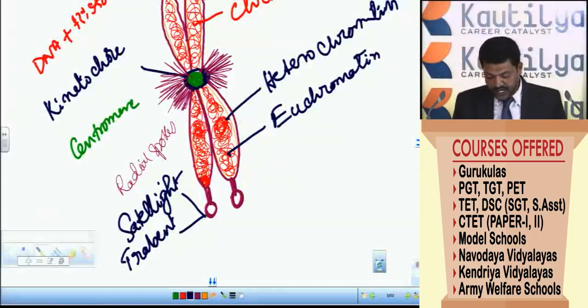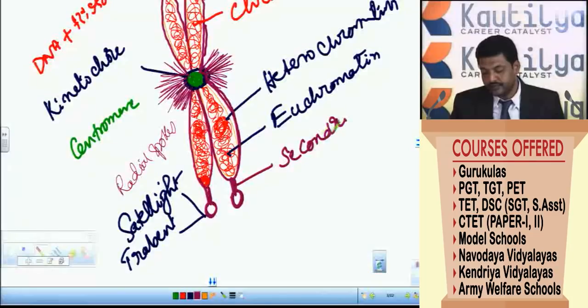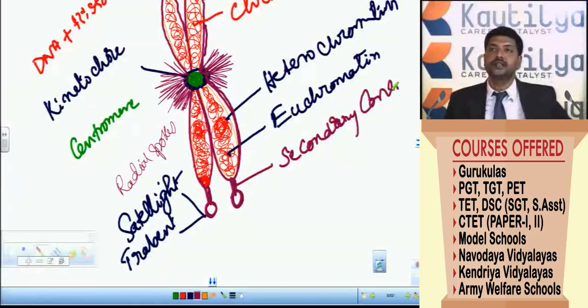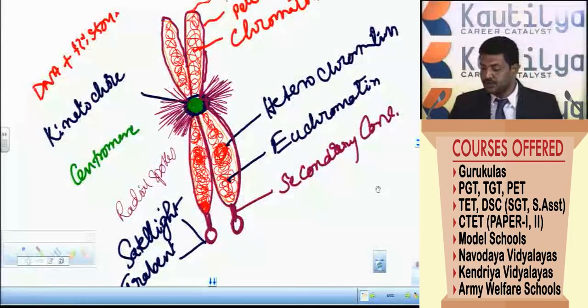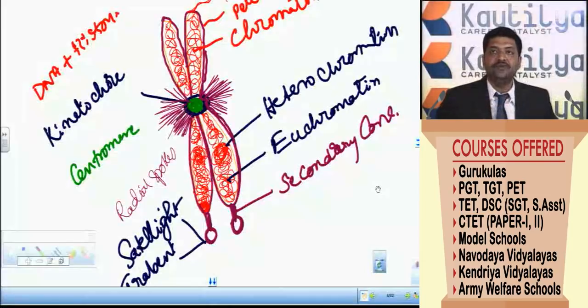So first of all, we have seen one constriction here. Constriction means a knot-like structure. After that, we have the second constriction, hence it is called the secondary constriction. Apart from the primary constriction, any such knob-like structure is called a secondary constriction. Dear friends, you should remember that secondary constrictions are not seen in all chromosomes. Only a specific number of chromosomes have secondary constrictions.